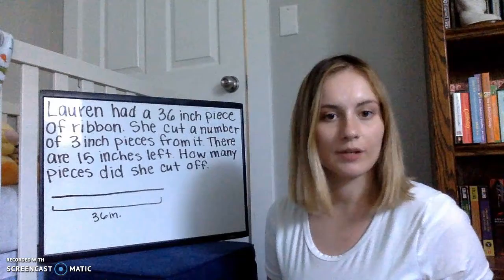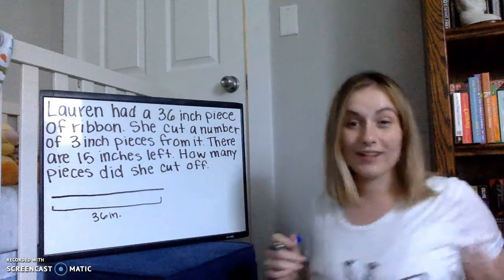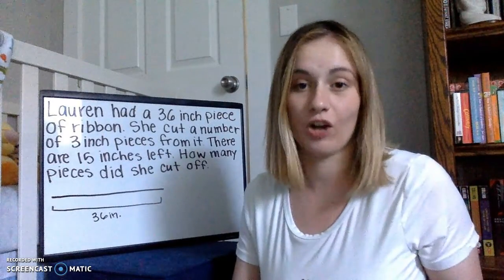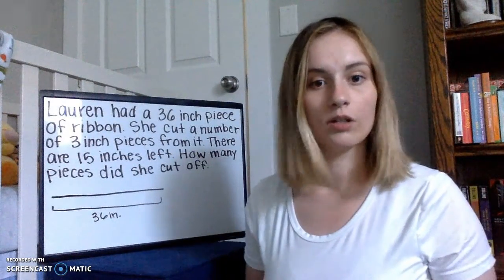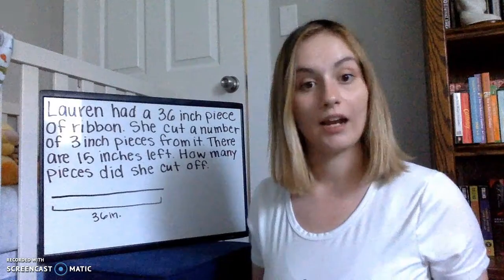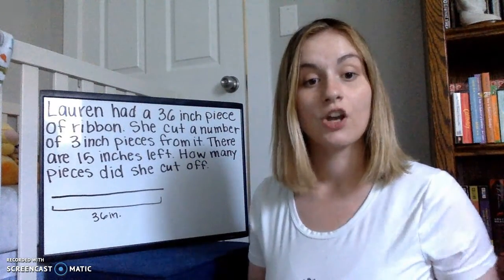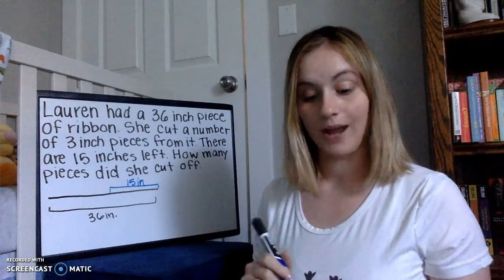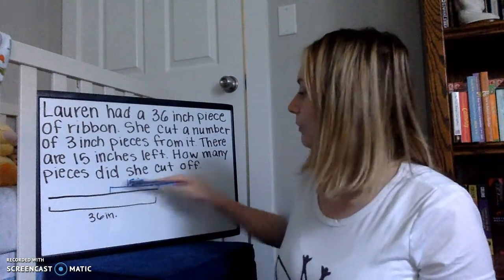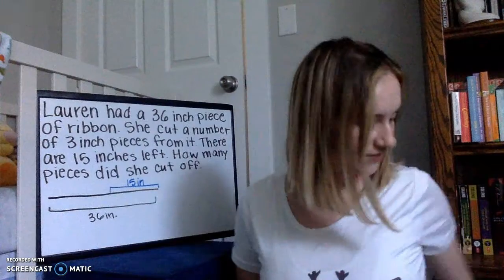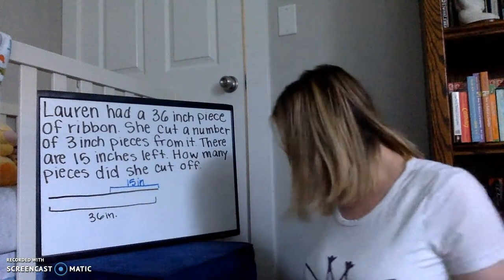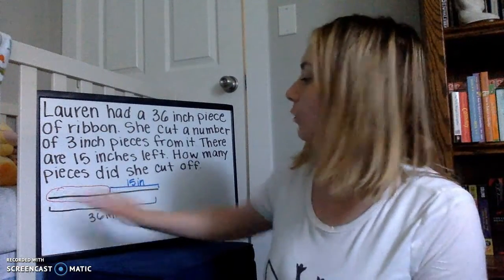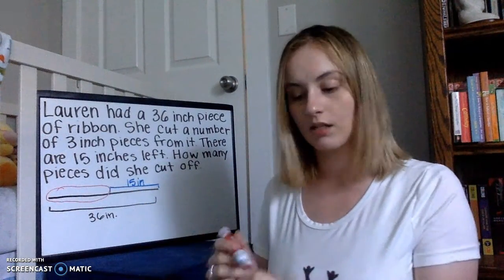She cut a number of 3-inch pieces. Now, I don't know what number that is, so I can't draw it on here. I have no idea how many she cut, so there's no way I can draw it. So let me draw the next thing I know. There are 15 inches left. Okay, I know now that there are 15 inches left on this 36-inch piece of ribbon, so I'm going to draw what is left now. Okay, so now I've labeled what is left. This blue piece of the ribbon is what I have left. It is 15 inches. Let me find my red. Here it is. So that means this whole piece was cut off into 3-inch pieces.